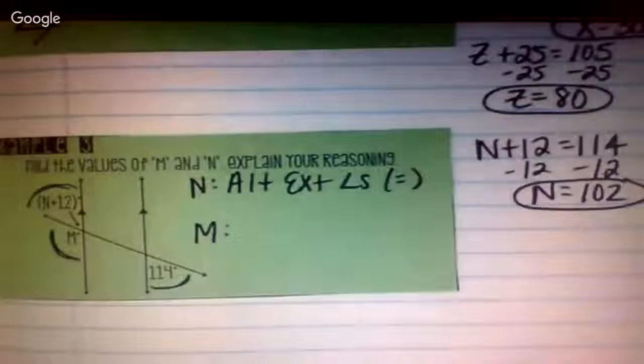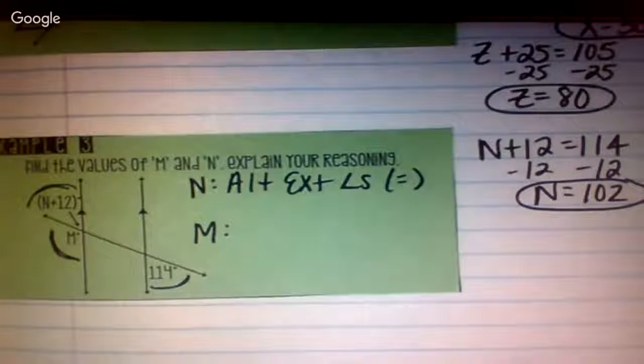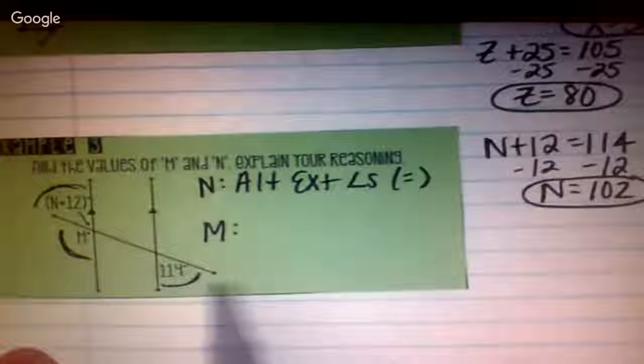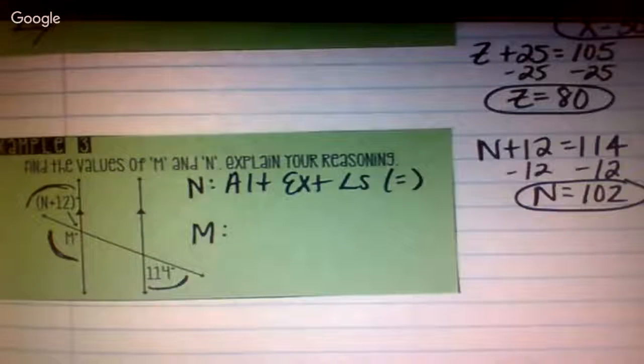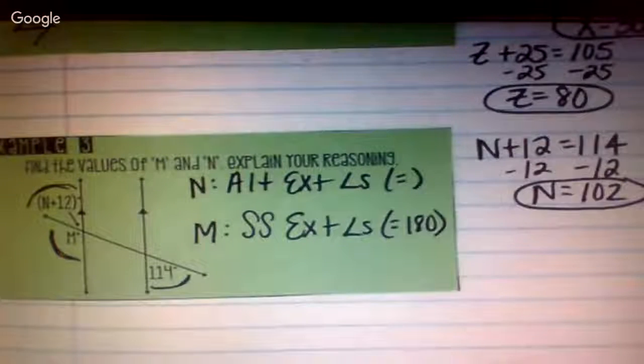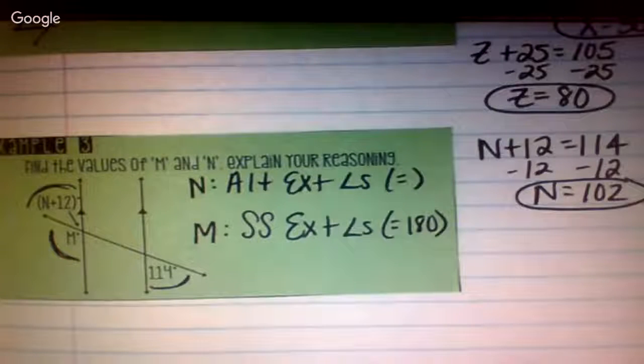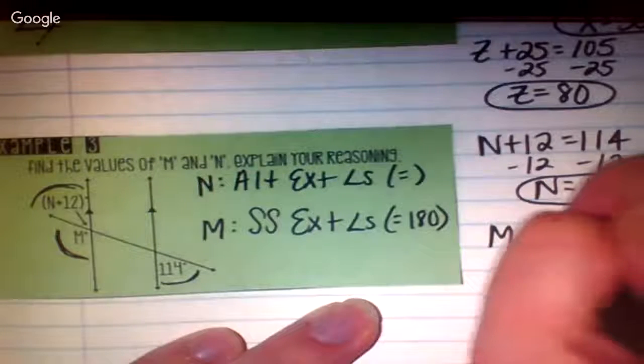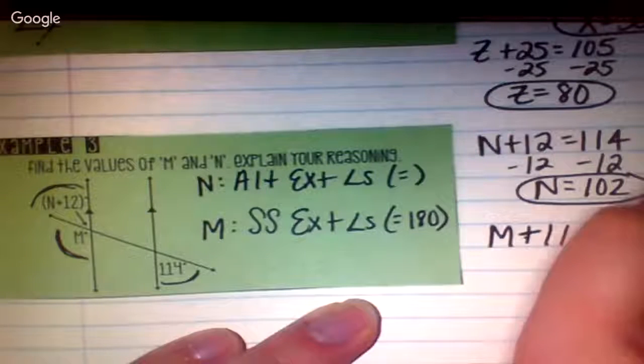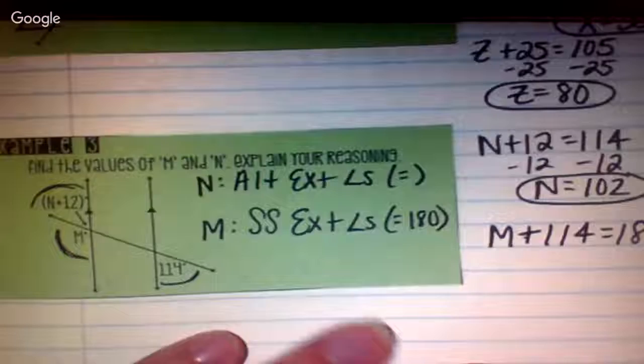Now we've got to do M. Again, compare it to the angle that has no variable. What type of angles do I have with M and 114? These are still exterior, but this time it's same side exterior angles, which means they're equal to 180. Both M and 114 are on the bottom side of the transversal, which makes them same side. So this time we add them together and set them equal to 180. So M plus 114 equals 180.